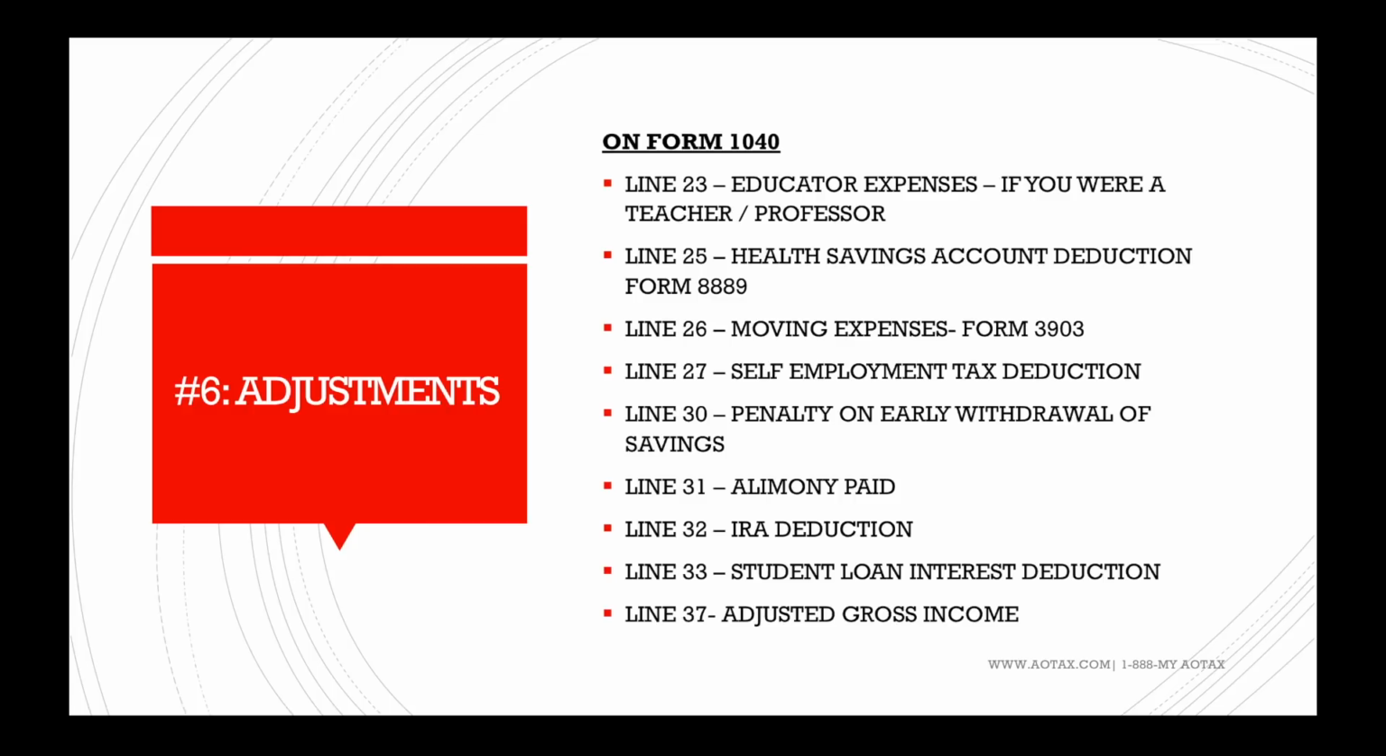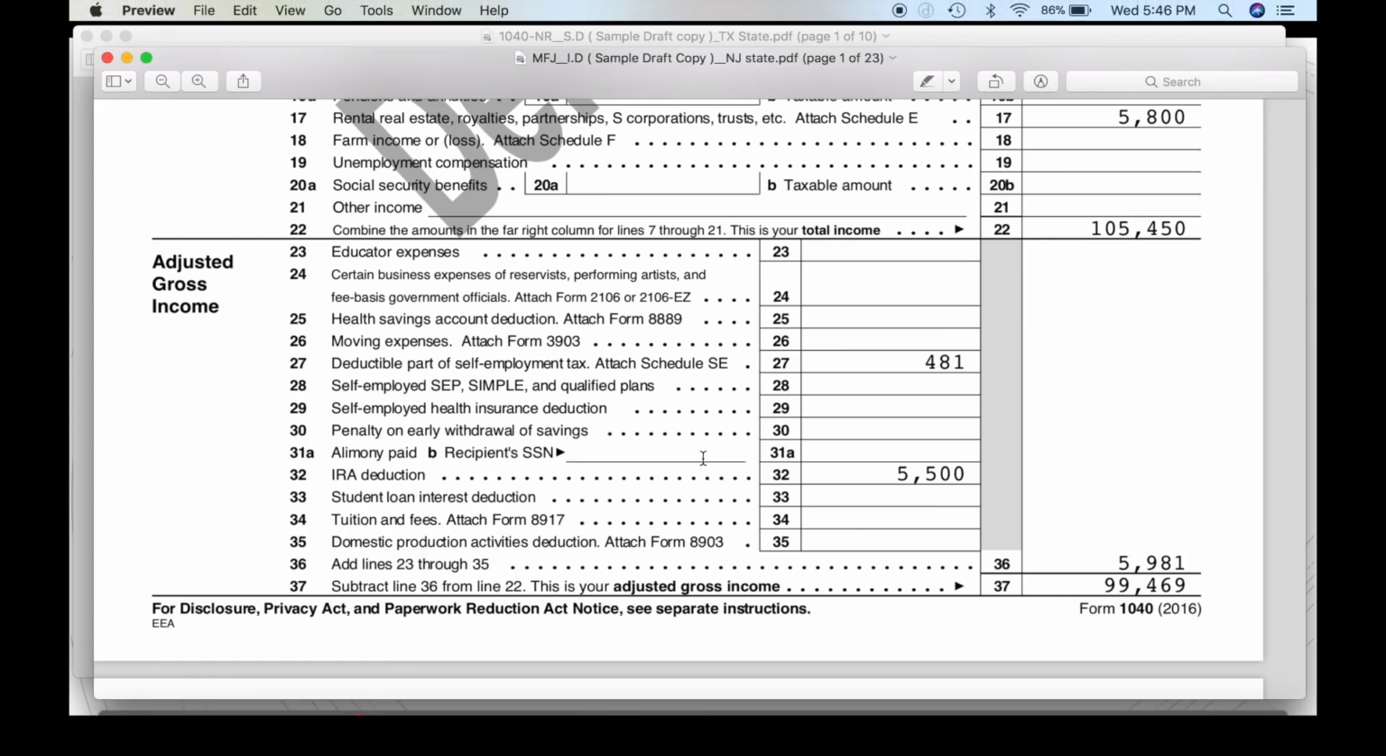Line 32 is your investment into IRA. Normally, Roth IRA is for wealth investment purposes, but traditional IRA is for tax deduction purposes. So in case you have invested into traditional IRA, you and your spouse can claim $5,500 each. So check with your financial institution, and if you probably want to invest into IRA, you can always invest anytime before April 15th of 2018, which is applicable even for the tax year 2017 tax return. And then student loan interest deduction on line number 33, and tuition fees, if any.